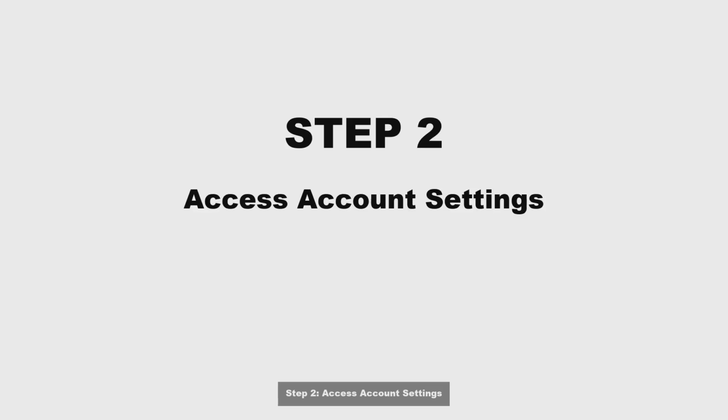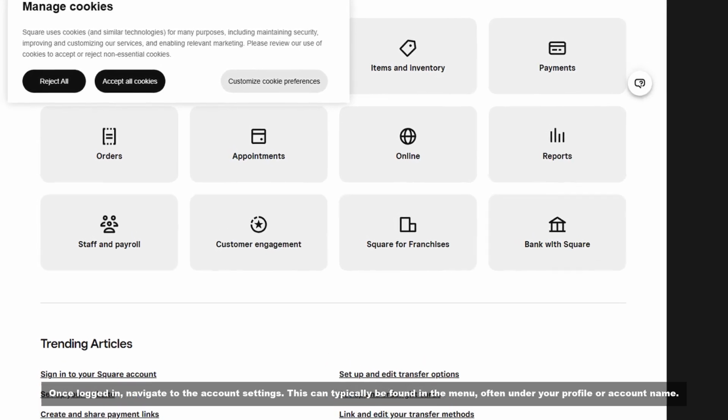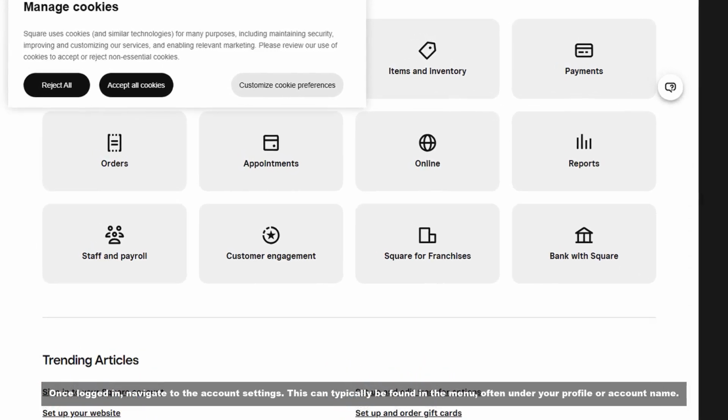Step 2. Access account settings. Once logged in, navigate to the account settings. This can typically be found in a menu, often under your profile or account name.